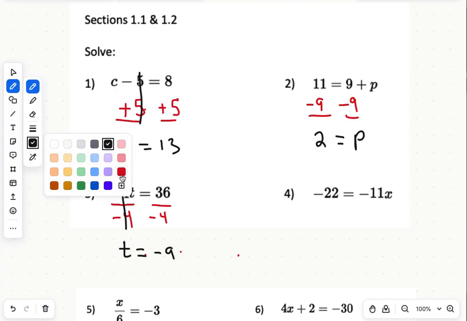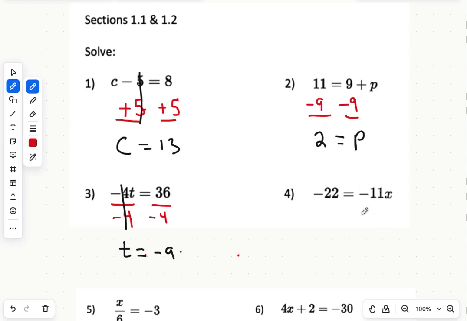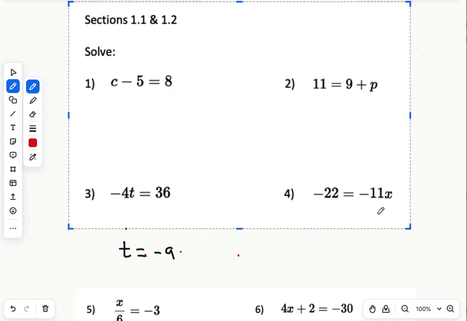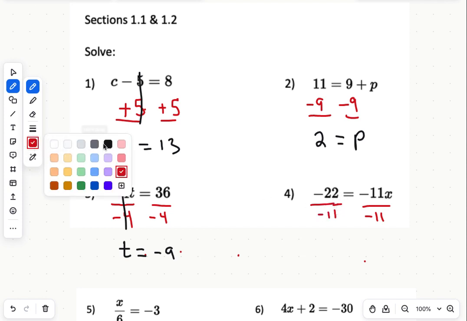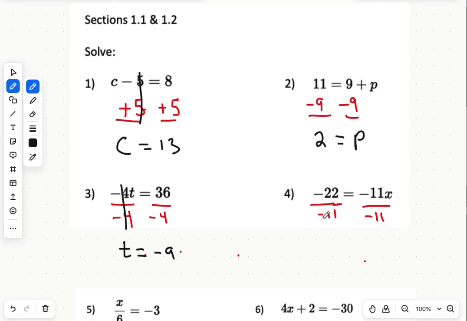This next one is very similar. Let me just remind you of the double negatives. So this is a negative 11t, or negative 11 times x. And so I would want to divide both sides by negative 11. And then double negative, remember that makes a positive, so that's going to give us a 2 right there equals x. And that makes sense, right, because negative 11 times 2 would indeed give us negative 22.